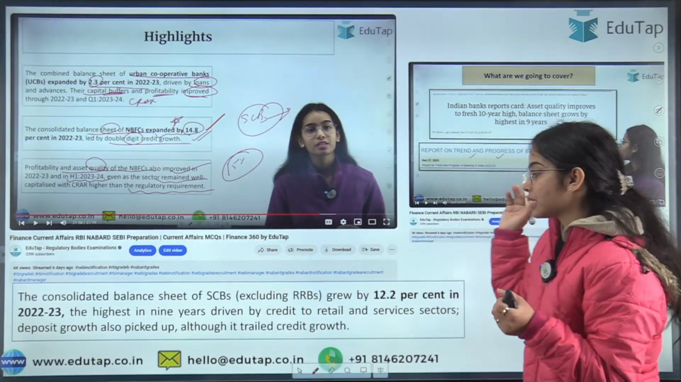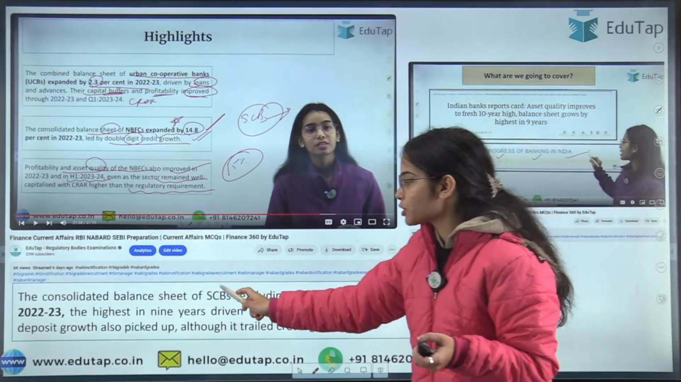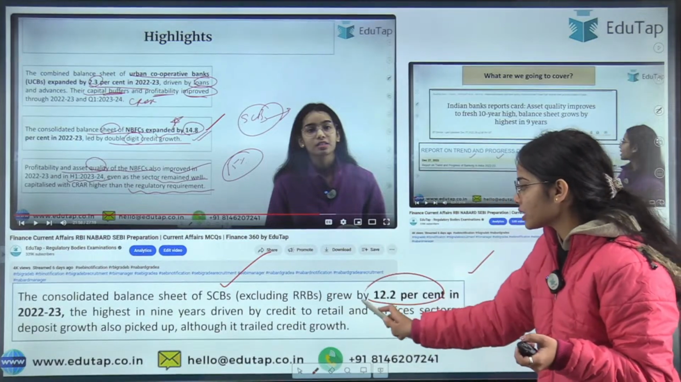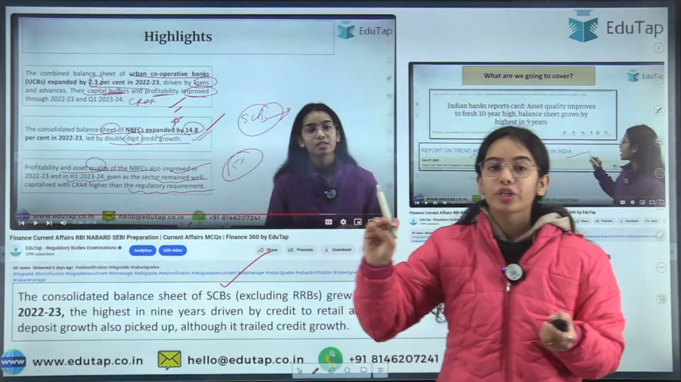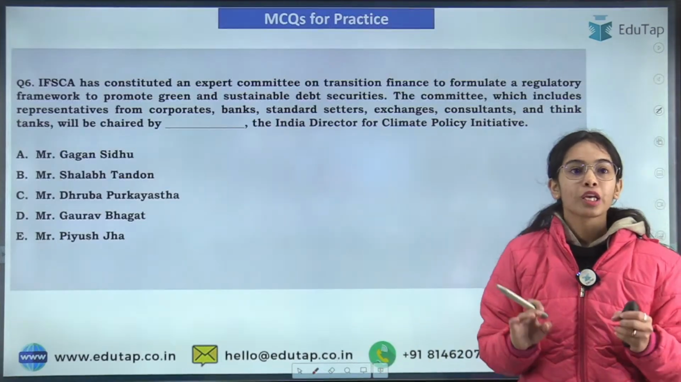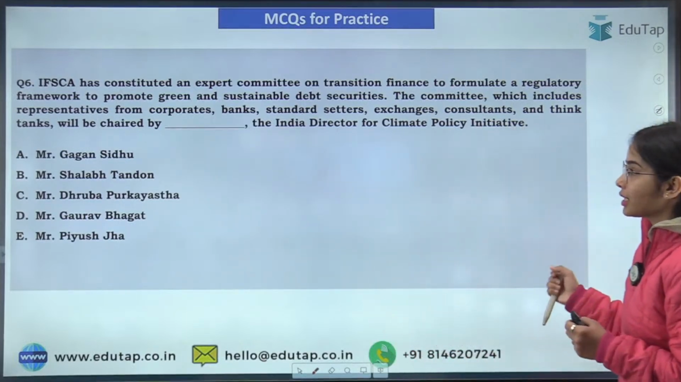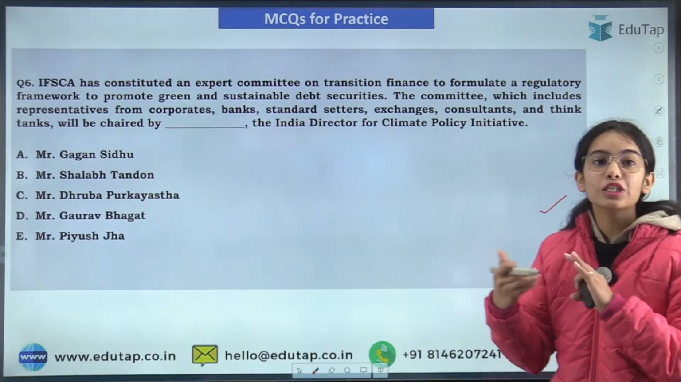Okay, so this is the data point that you have to remember: the consolidated balance sheet for scheduled commercial banks grew by 12.2%, for the urban cooperative banks it grew by 2.3%, and for the NBFCs it grew by 14.8%. Okay. Now coming to the next question: the IFSC has constituted an expert committee on transition finance.